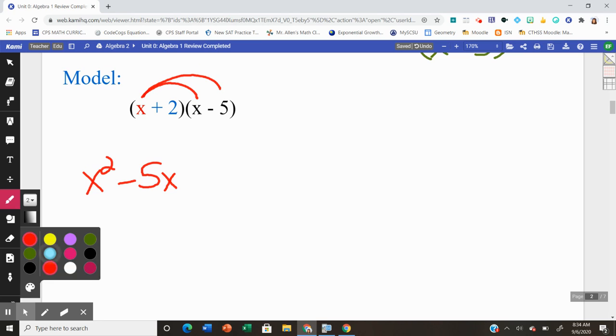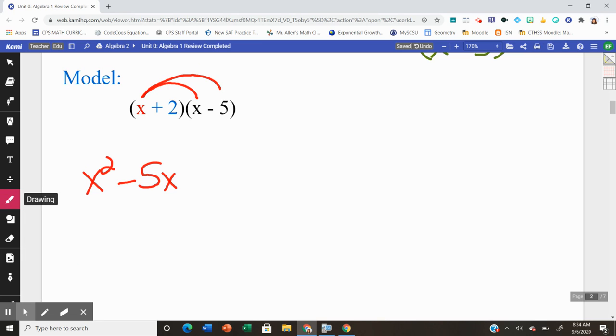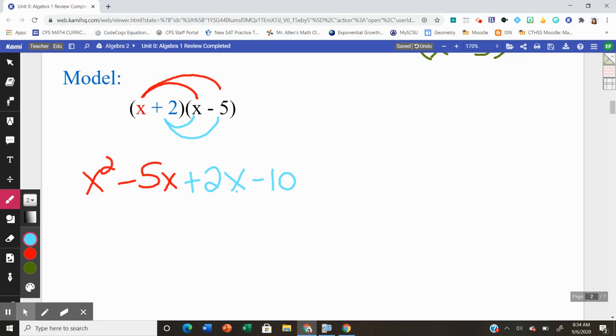Second set, now we've got to distribute that 2. So keeping the sign in mind, it's a positive 2. 2 times x is 2x. 2 times negative 5 is negative 10. Okay, we do have some like terms here. Always got to look for those to make sure that we have a completely simplified answer.